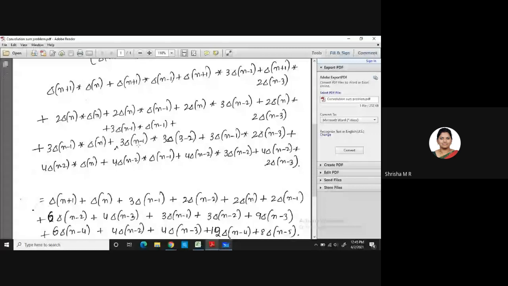Okay. Similarly, you multiply this and add the delays of these impulse responses. Multiply the amplitudes, write these delta n with respect to the delays.